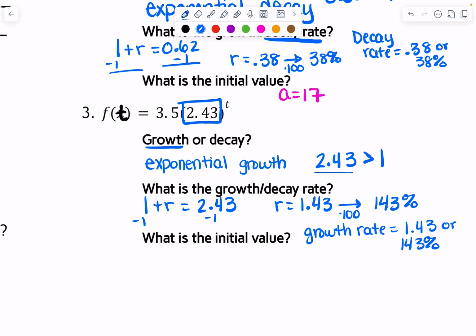Finally here, what is our initial value, that starting value? Circle it in the equation. What do you think it is? If you said it was 3.5, you would be correct.